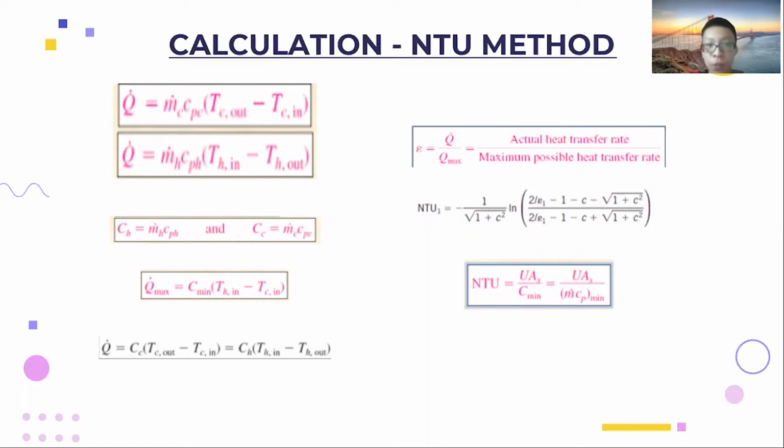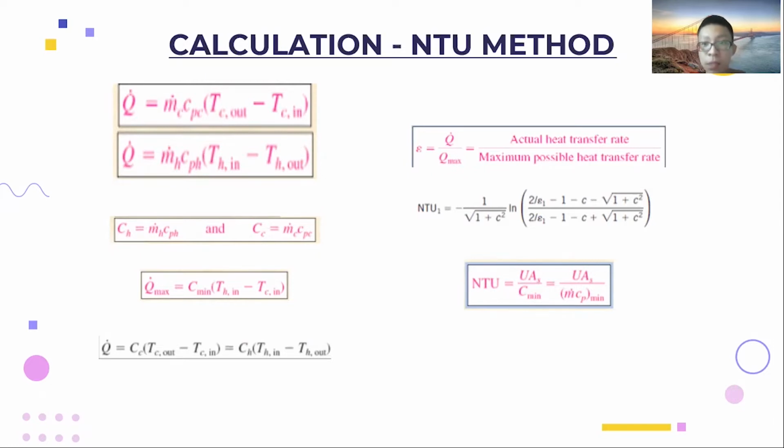In this part, we use the NTU method to calculate the length of the heat exchanger. The NTU formula for the one shell and tube heat exchanger is negative 1 over square root of 1 plus c squared, times ln of [2 over effectiveness minus 1 minus c minus square root of 1 plus c squared] over [2 over effectiveness minus 1 minus c plus square root of 1 plus c squared].